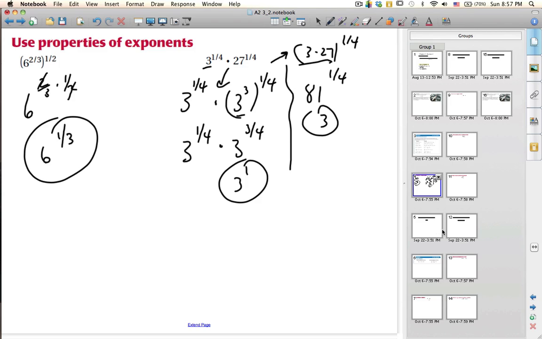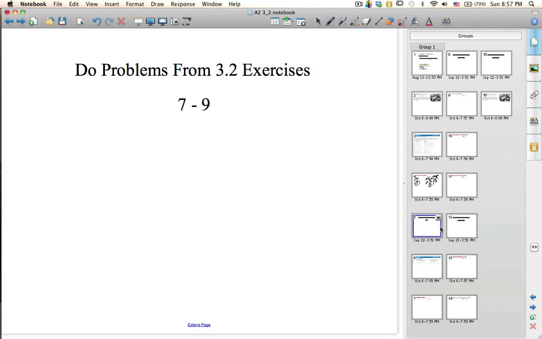Okay, so go ahead and practice this a little bit. Do problems 7 through 9, and then come on back to the lecture.